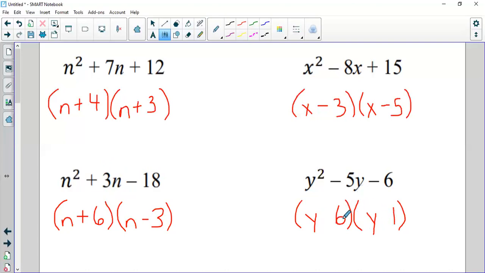I need my larger of these two factors to be the sign of this b. So negative 5y means I'm going to get a negative 6 and a positive 1. That's what you should have learned yesterday.